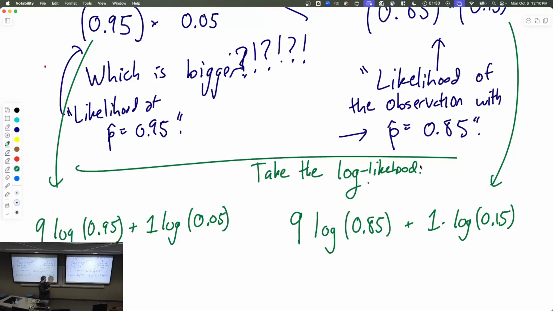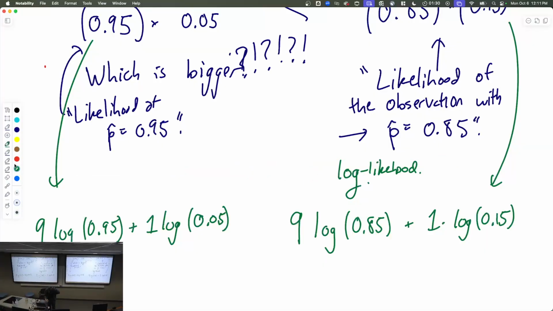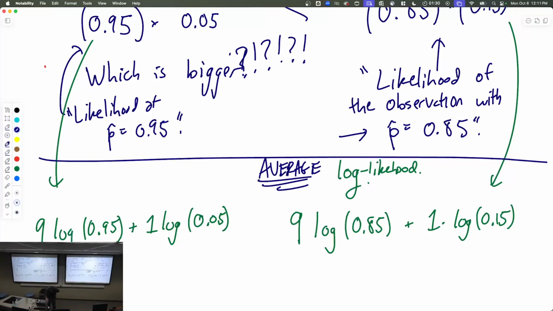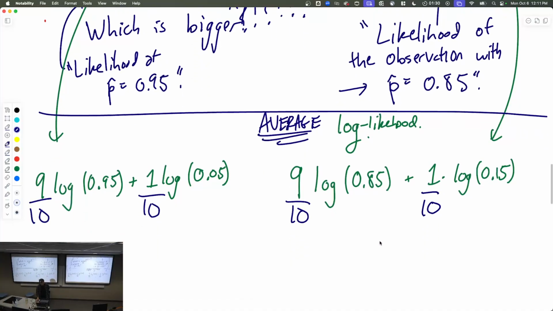To keep it kind of level, not only do we do the log likelihood, we do the average log likelihood. And to do the average, all you have to do is divide by 10, because there were 10 coin flips total. It's averaged over the number of coin flips we did. We did 10 coin flips, so we divided by 10. So this is the average log likelihood.